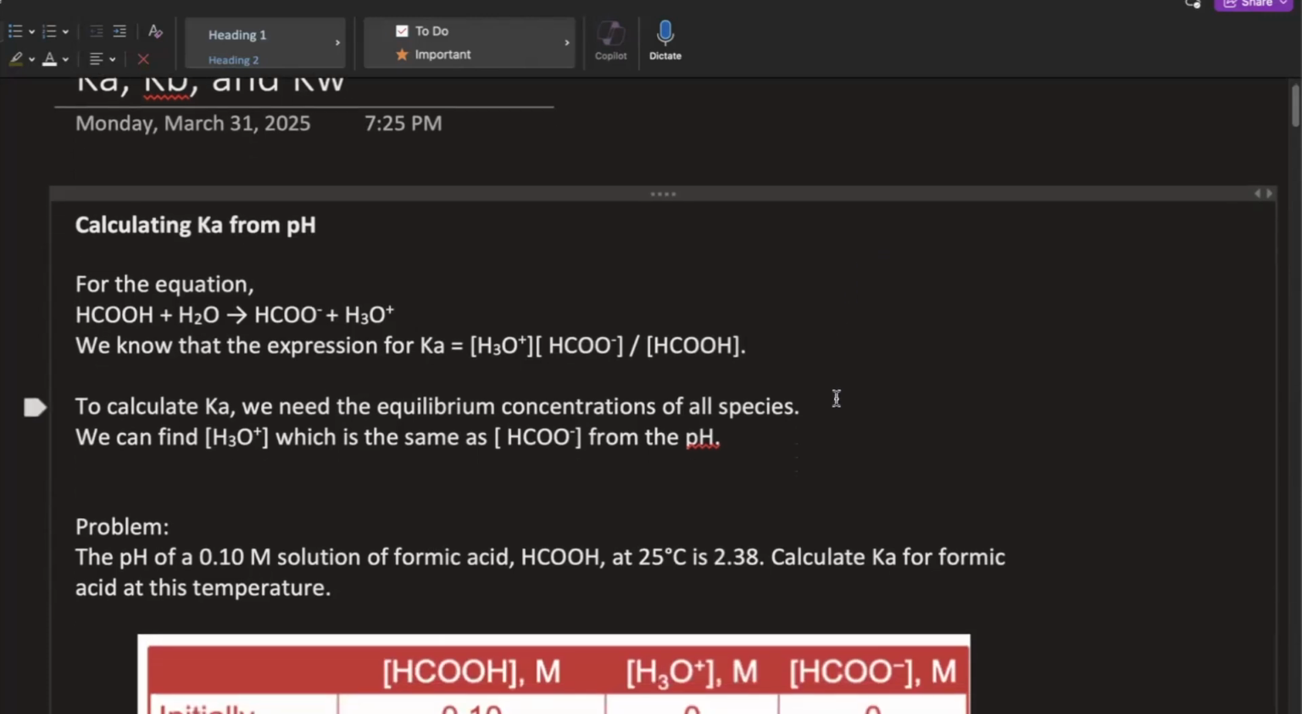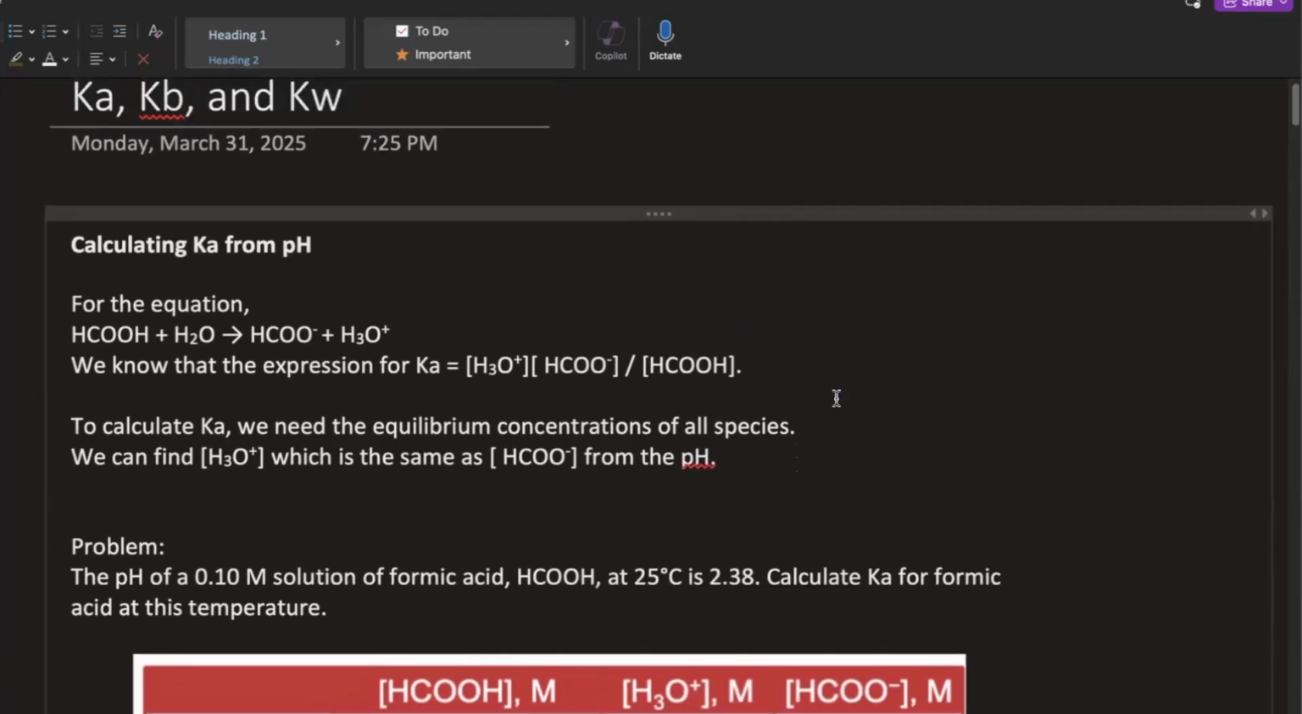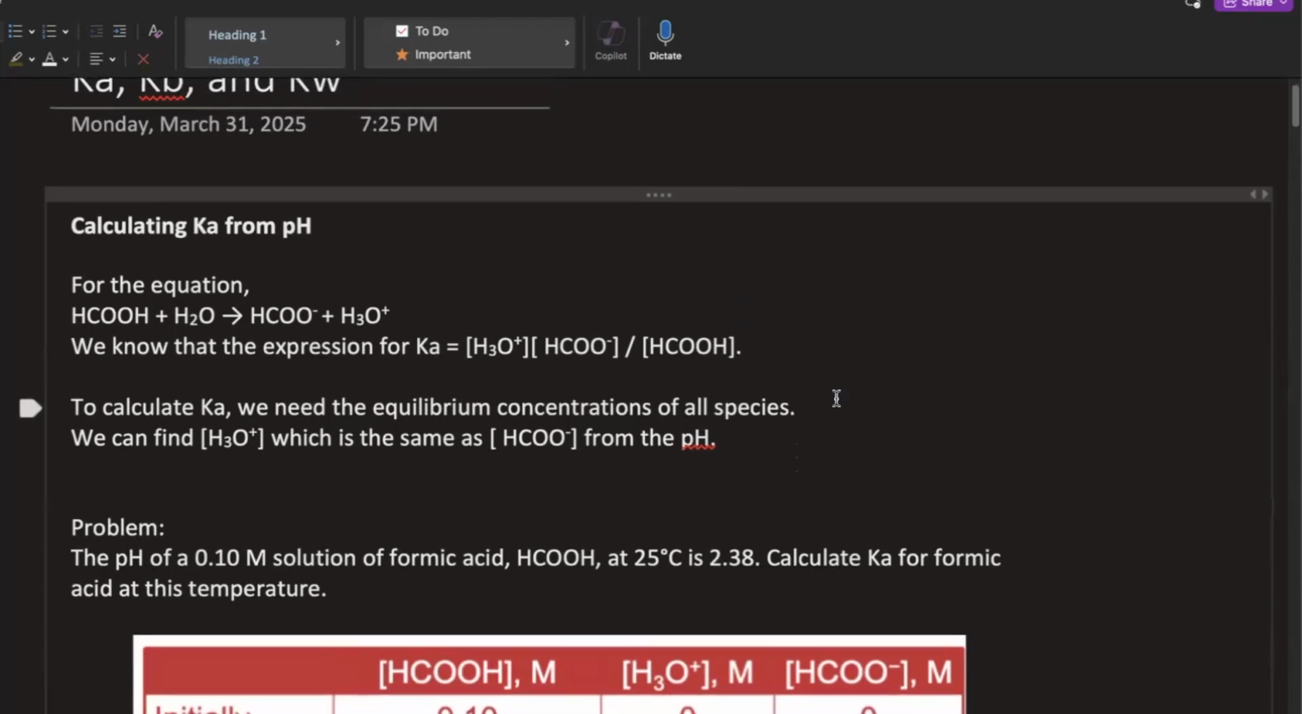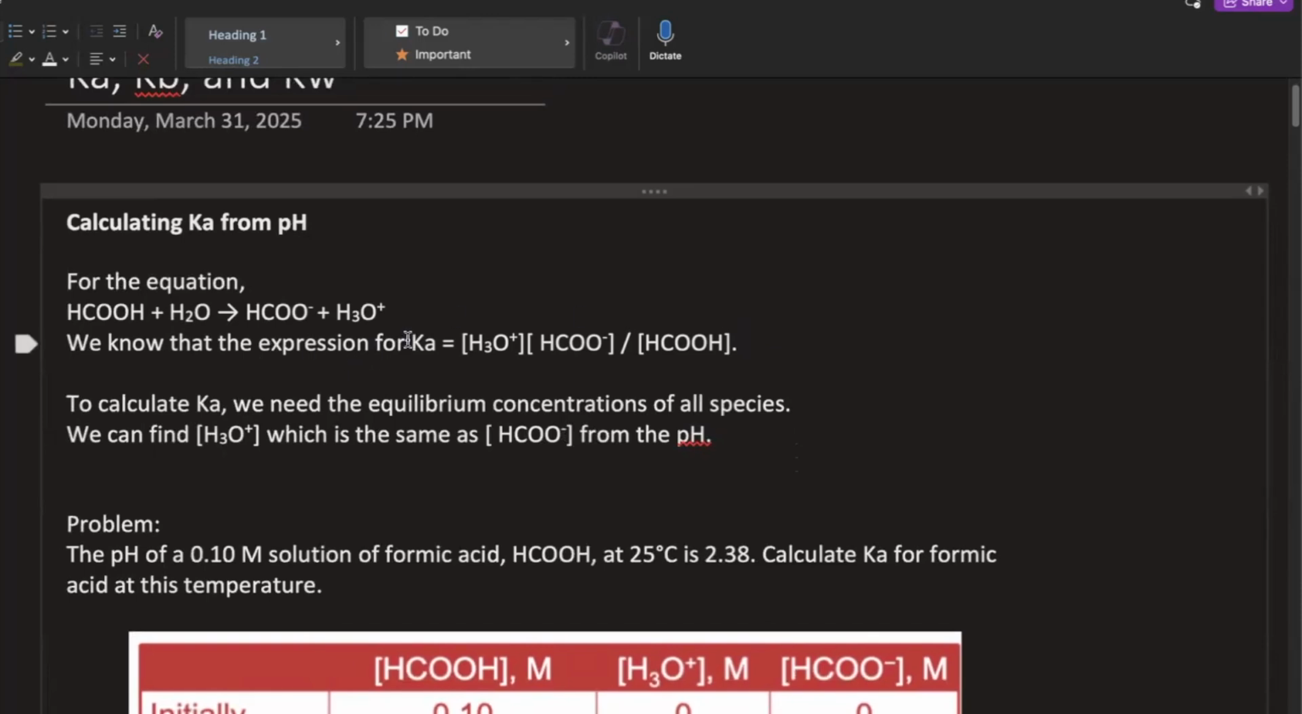So, first we're going to start with how to calculate Ka from pH. We're going to look at the equation HCOOH plus water gives us HCOO minus plus H3O plus. To write out the expression for Ka, we're going to do the same thing where we take the products over the reactants. We're only going to include the HCOOH because we know that H2O is a pure liquid, which we just don't include.